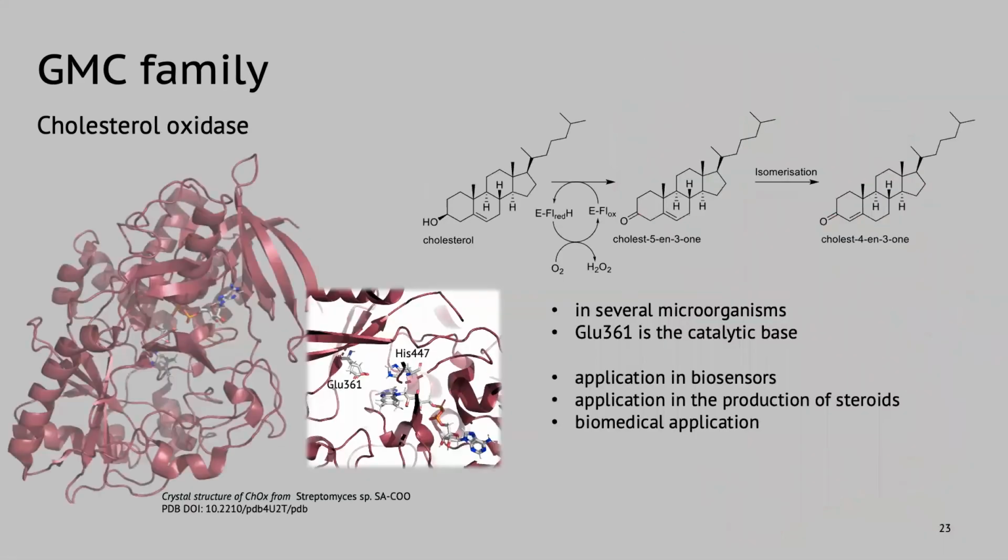The next enzyme is cholesterol oxidase, which is able to catalyze the oxidation of cholesterol to cholestenone. Cholesterol oxidases have been found in several microorganisms, where they have a role in the initial step of cholesterol metabolism, and also in pathogens, where they help to alter the physical structure of the cell membrane. Cholesterol oxidases with the cofactor non-covalently bound are part of the GMC family, but those that have the cofactor covalently linked belong to the vanillyl alcohol oxidase family.